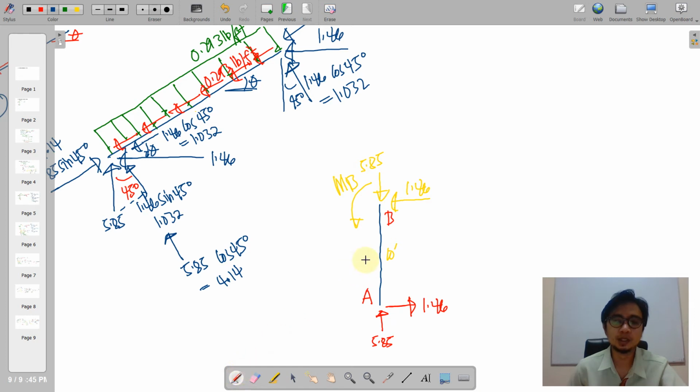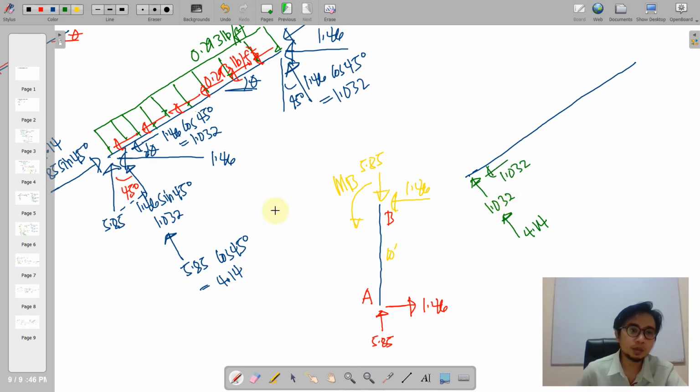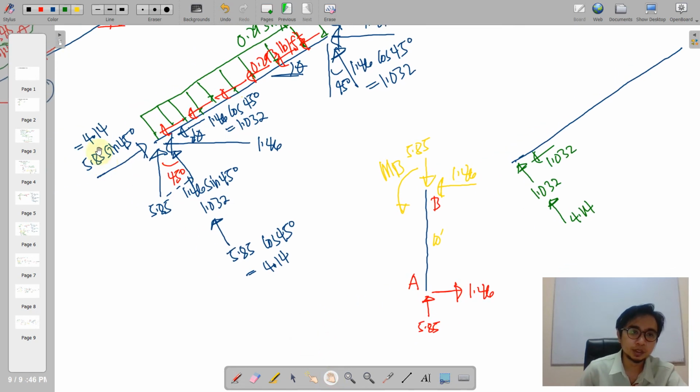So let us redraw that. We have the inclined member. Of course, we have here this one 1.032, and then our 4.14 here. We have here 1.032, this one, and then this one 4.14. So have we placed all of the values? So let us check. We have here 4.14, 1.032, another 1.032, and this one is 4.14. So actually we have two mother forces, so we yield 4 components of this.